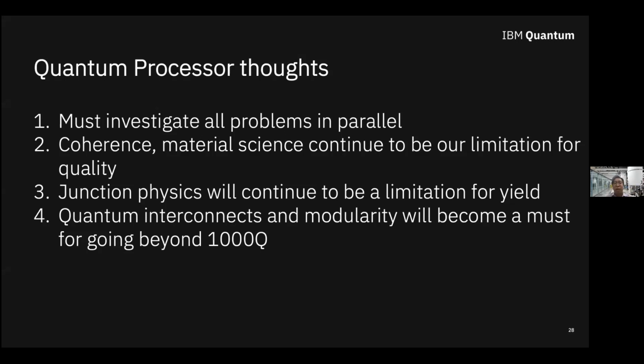And so just to leave it with a few thoughts on the hardware front, there are so many things that are all done in parallel, right? The key aspect of roadmaps is to have deliverables in the near term, while also planning for future systems in terms of all the problems that need to be solved. Coherence and material science, there's going to continue to be elements that we need to drive in the future, as well as junction physics. And then I think an area ripe for interest is going to be interconnects and modularity for going beyond 1,000.